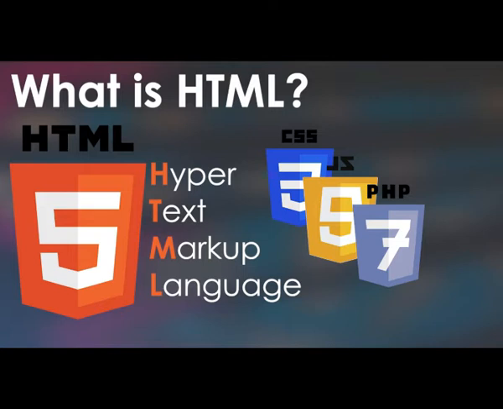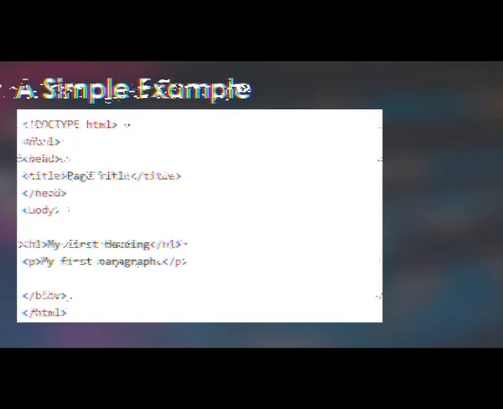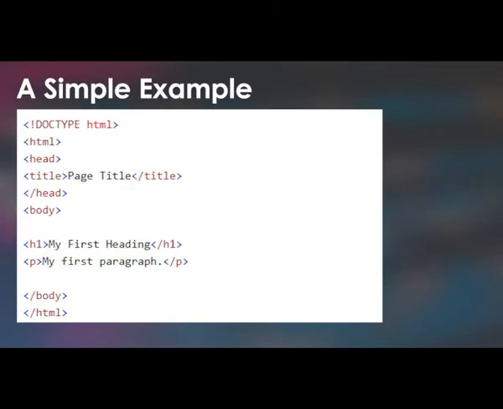HTML describes the structure of a web page. HTML consists of a series of elements such as buttons, text fields, text, and paragraphs. This is an example of an HTML document. The doctype HTML declaration defines that this document is an HTML5 document.